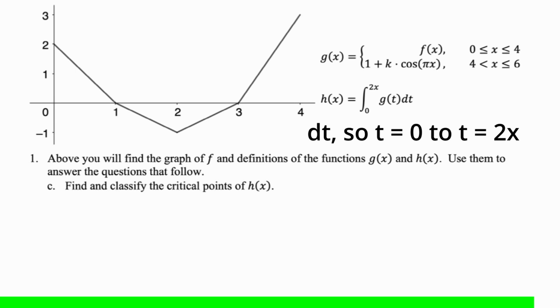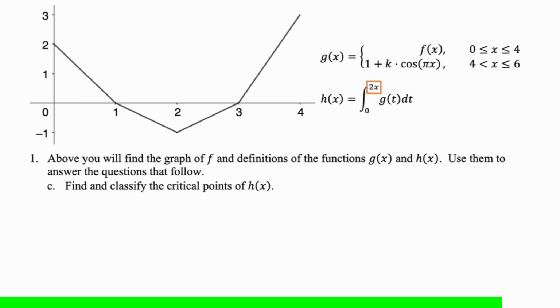But g is only defined from 0 to 6, right? So if we, instead of say g of x, say g of t, t would have to be between 0 and 6. And then when we do h of x, it's the integral from 0 to 2x. But those are t values, right? Because it's g of t dt. So t equals 0 to t equals 2x. We need to make sure that 2x is in between 0 and 6, or we can't do the problem.